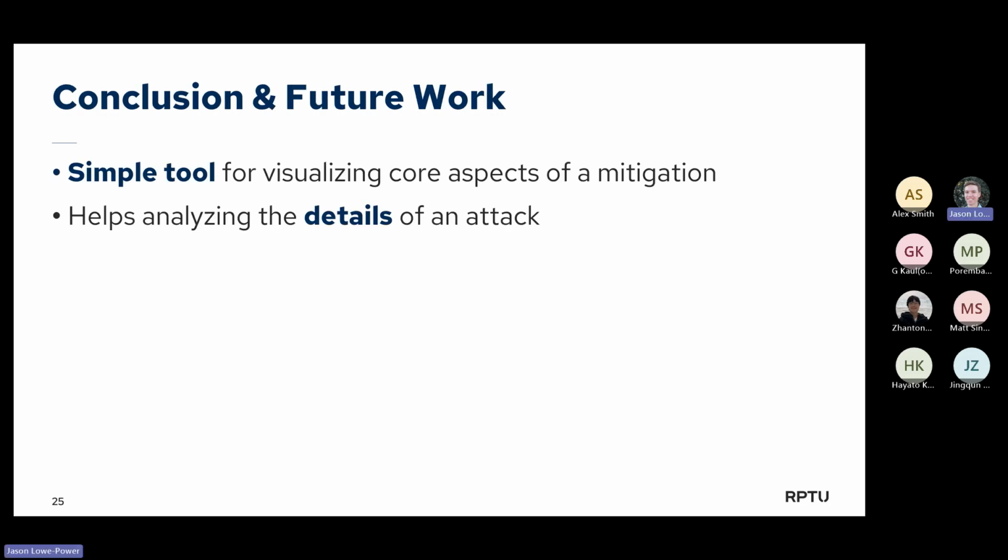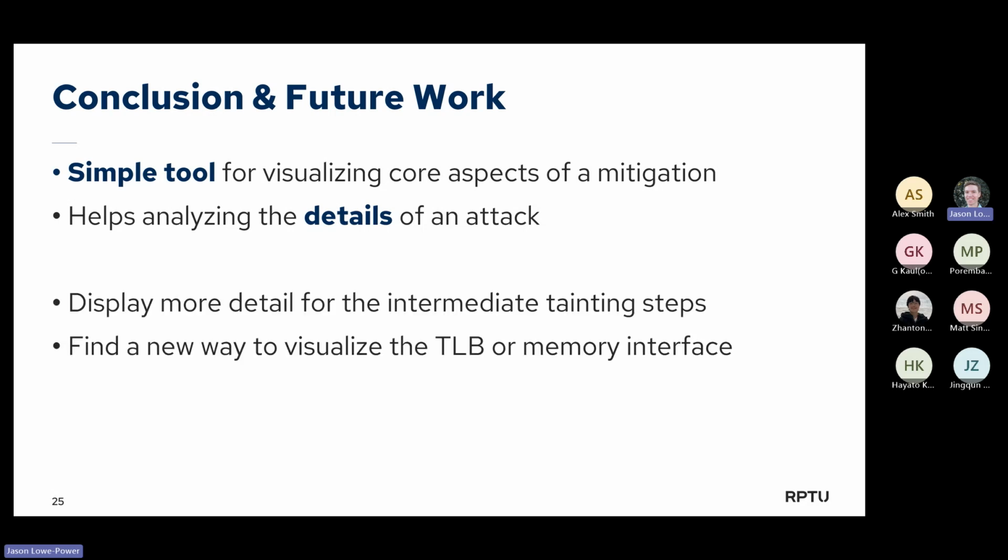As a conclusion, we have a simple tool, just an extension to the O3 PipeView Python script that is able to visualize core aspects of mitigations. It also helps analyzing the details of an attack. For future work, we could display more detail of the intermediate chain tracking steps. Also for our own mitigation, it would be nice to have some way of visualizing what goes on in the memory subsystem, because currently there's no visual cue for why certain shadowed load instructions go through and certain don't.